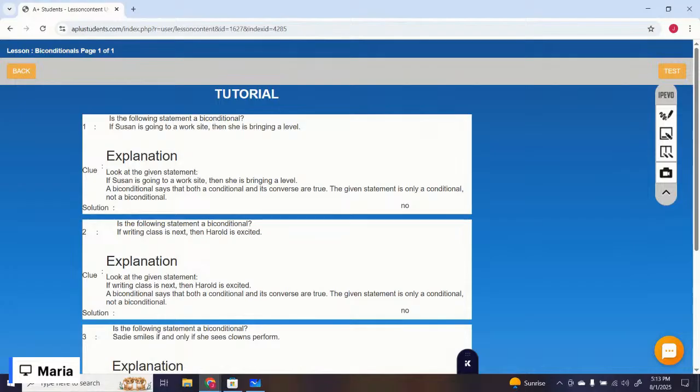Is the following statement a biconditional? If Susan is going to a work site, then she is bringing a level. Look at the given statement. A biconditional says that both the conditional and its converse are true. The given statement is only a conditional, but not a biconditional. So this is not a biconditional.